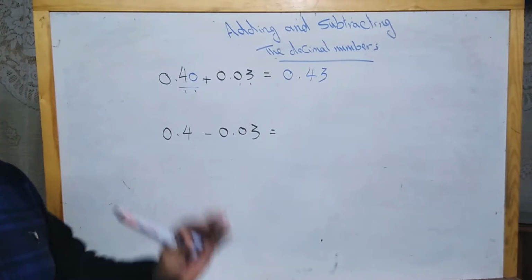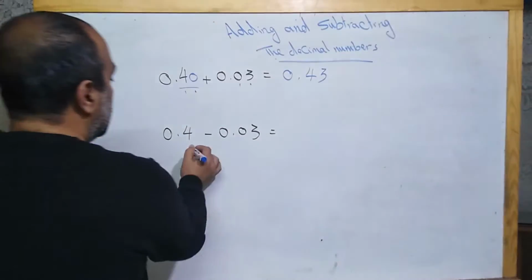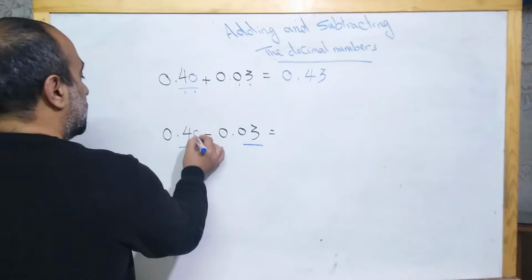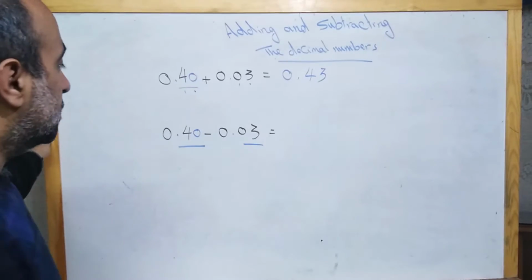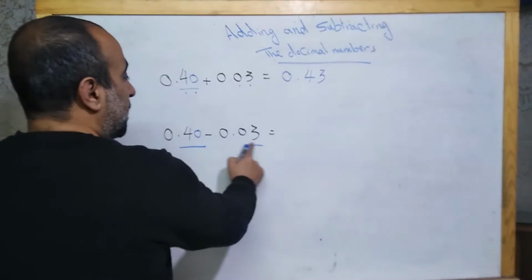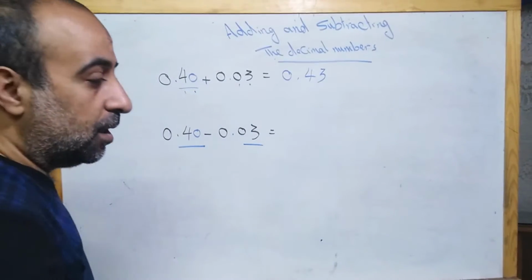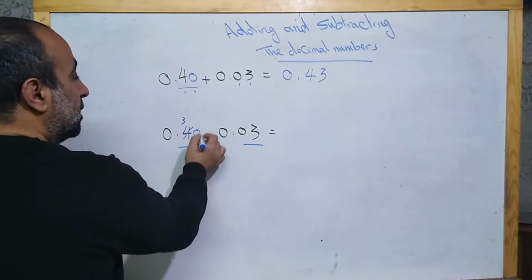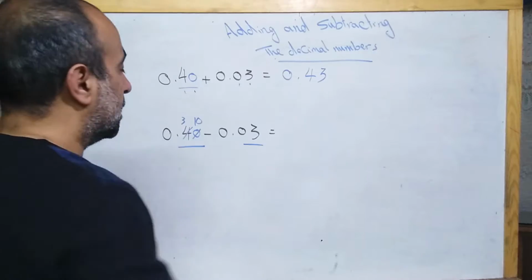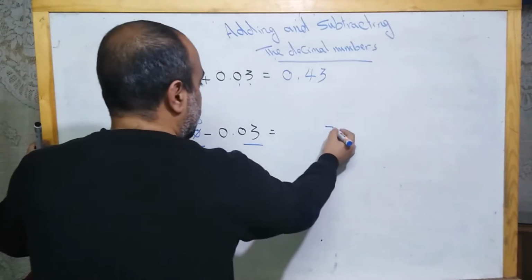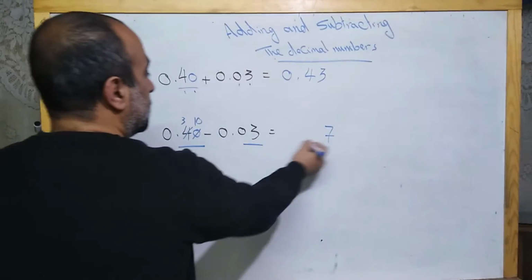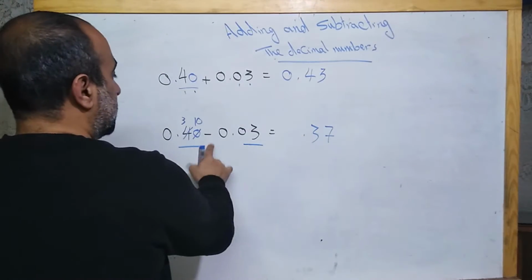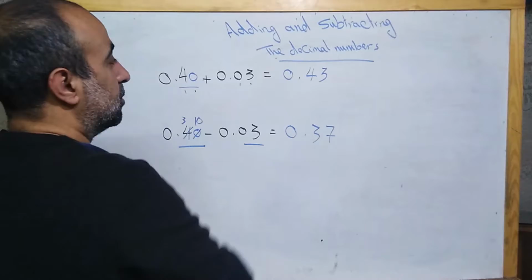In the subtraction, the same way. One decimal place, two decimal places. So we will put 0 beside 4. 0 minus 3, it is not possible. So we will take 1 from the next digit. 4 becomes 3, 0 becomes 10. 10 minus 3 equals 7. 3 minus 0 equals 3. The decimal point. 0 minus 0 equals 0.